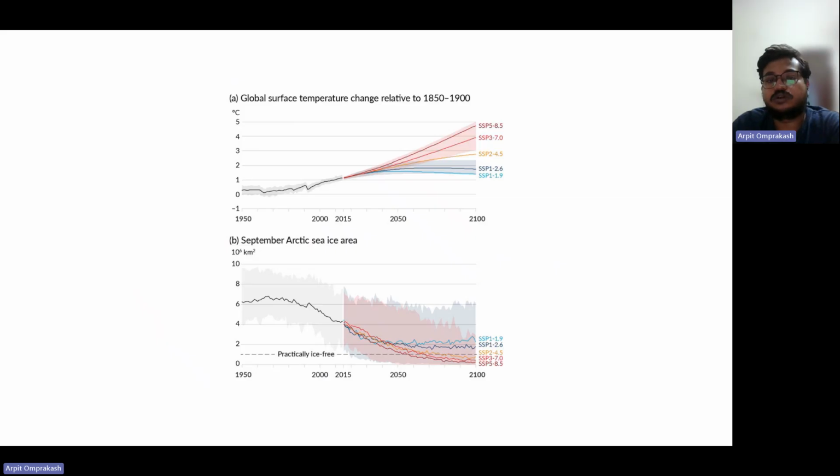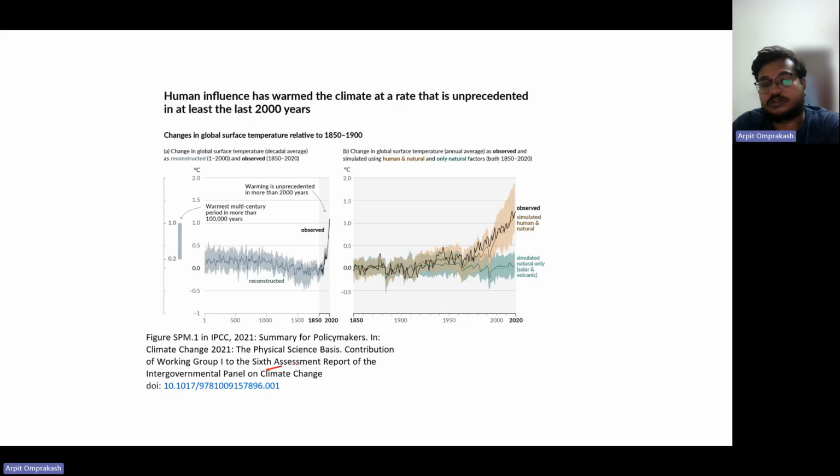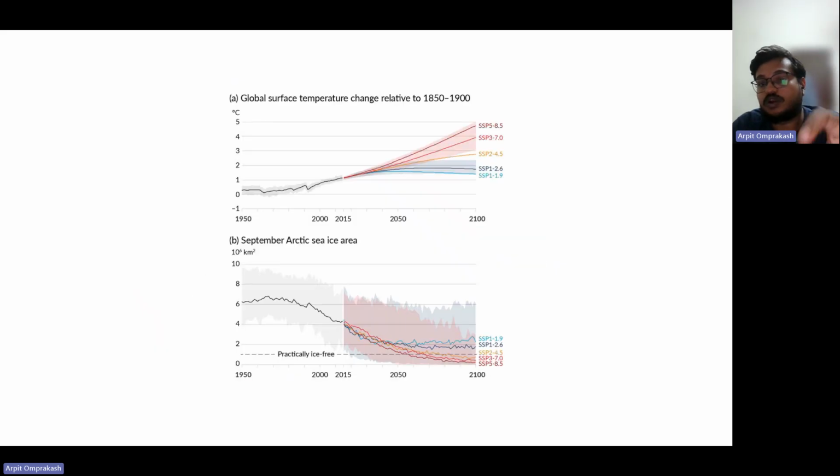Right. So they have certain scenarios. These scenarios are called SSPs. These are basically how we develop in the future. Do we still continue using non-renewable sources of energy, for example, or do we change into renewable sources of energy? Do we use less fresh water, more fresh water, things like that?